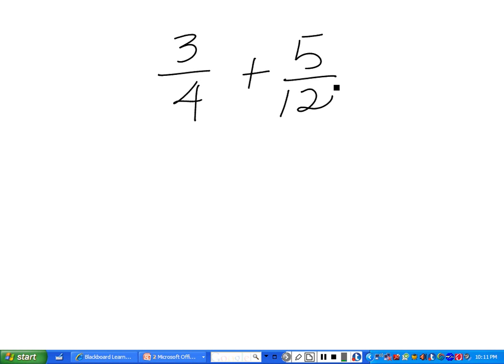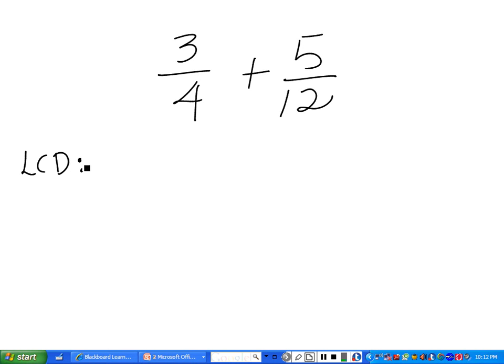Okay, so let's start by adding a very simple fraction, just dealing with numbers. So let's say if we had 3/4 plus 5/12. Now this is an addition problem, but we're dealing with fractions. So because we're dealing with fractions, we must come up with a common denominator. We call it the least common denominator.